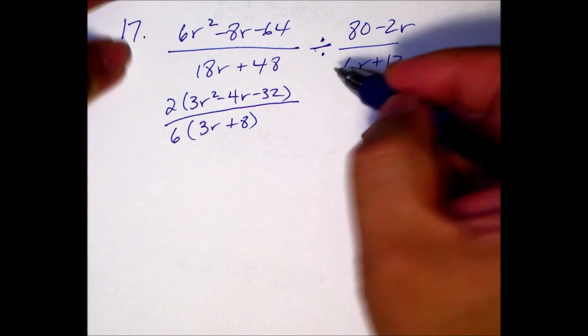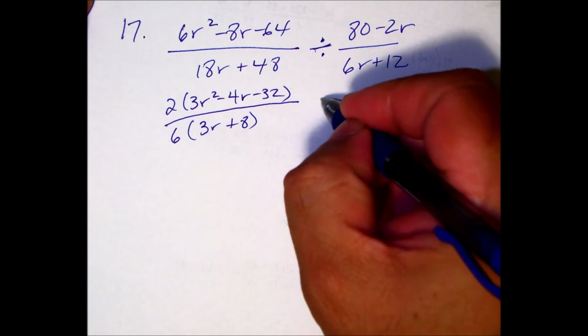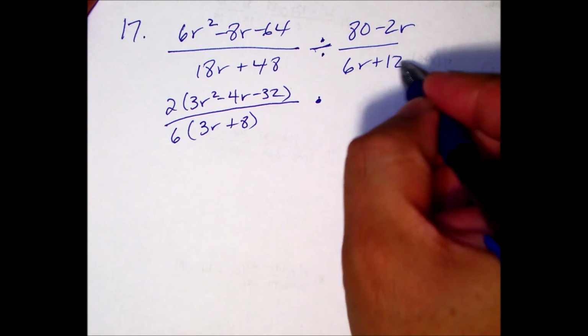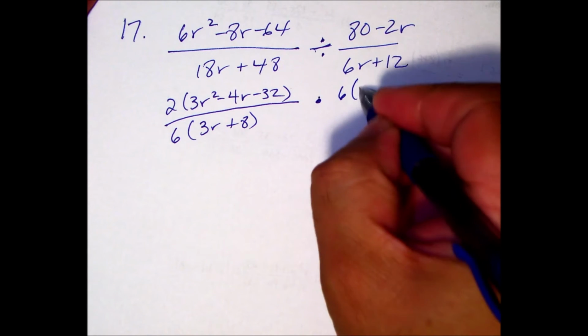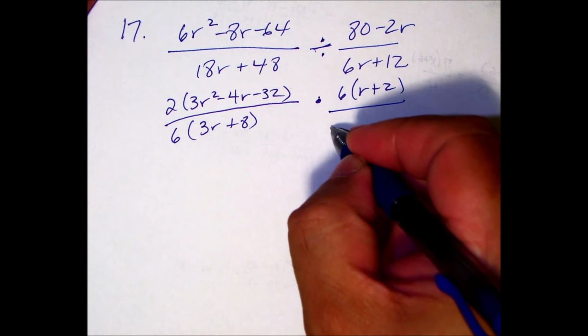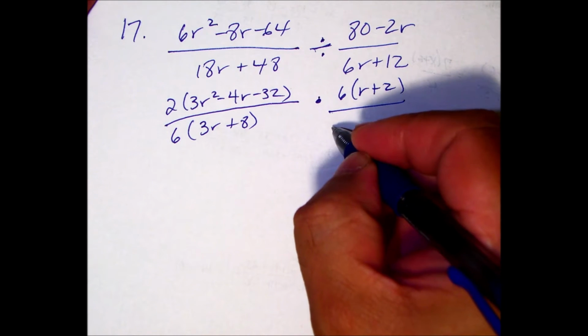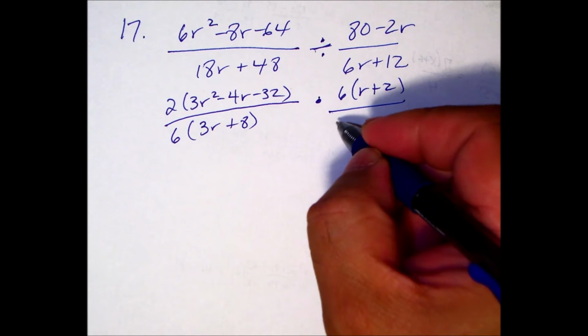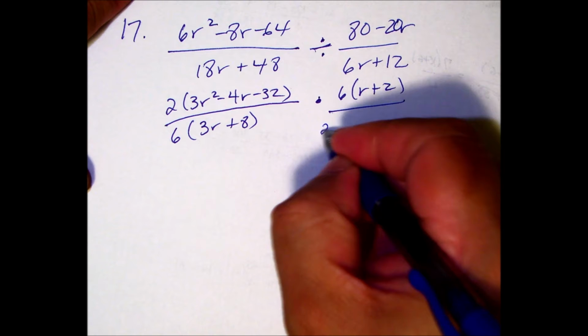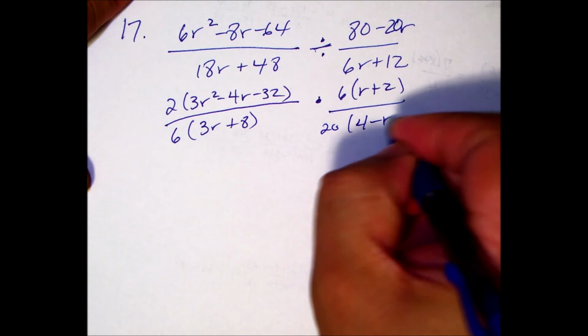Now this is a division problem. So that means I'm going to flip the second one and multiply. I'm going to go ahead and factor at the same time. So 6 times r plus 2. And did I copy that right? I did not. It's a 20, not a 2. So take out a 20. So that's 4 minus r.